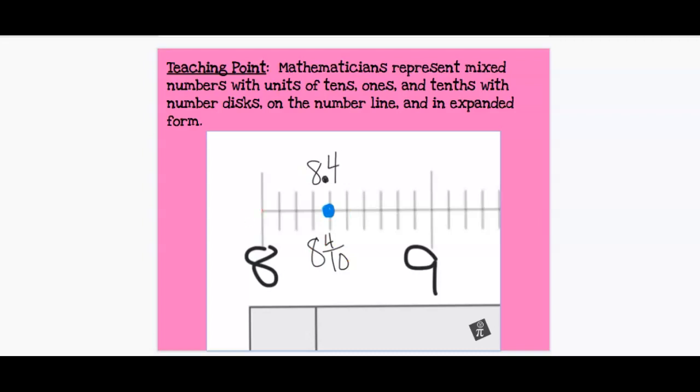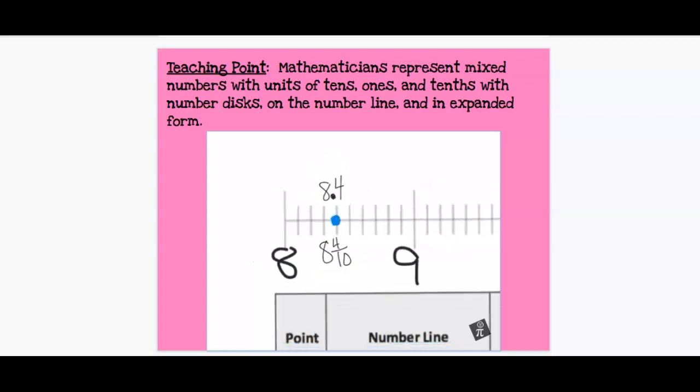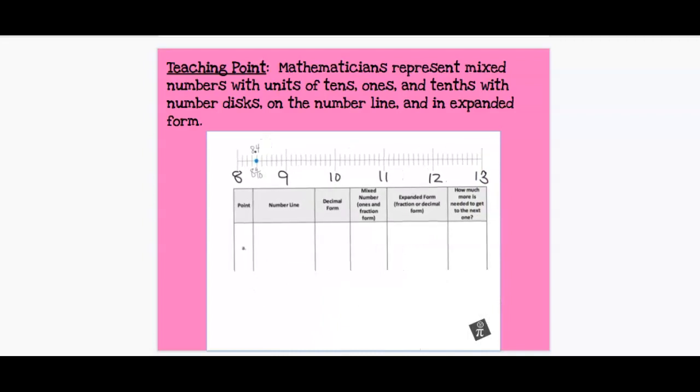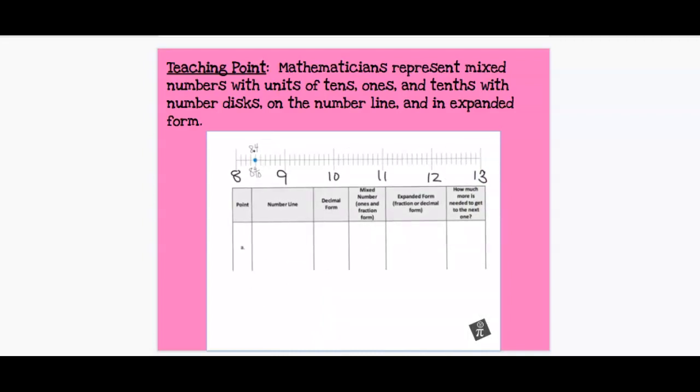So we can see the one location is seen as a location on a number line. It's seen as a fraction. It's seen as a decimal. And we could even write it in expanded form, and there's a variety of ways we could write it as expanded form.